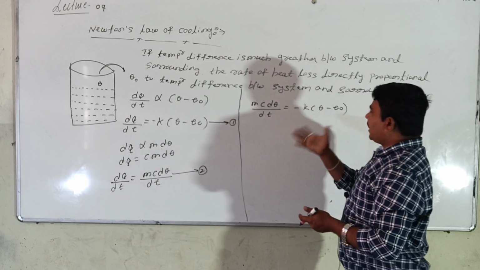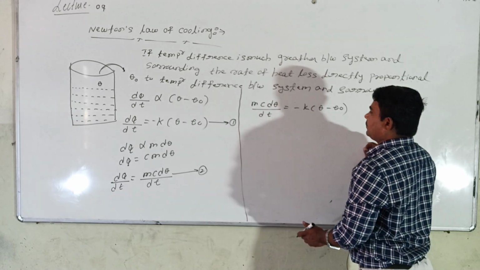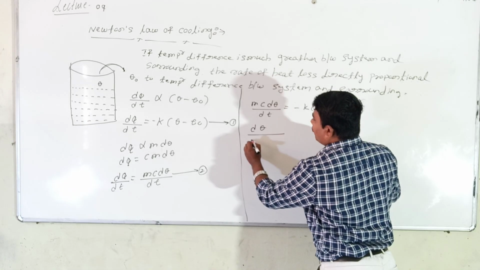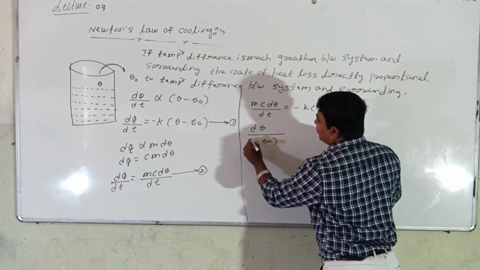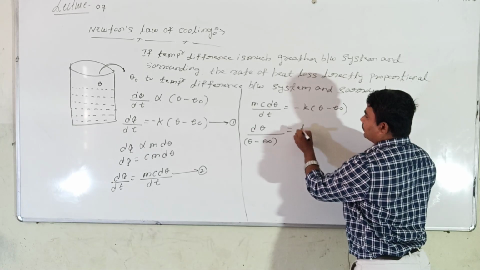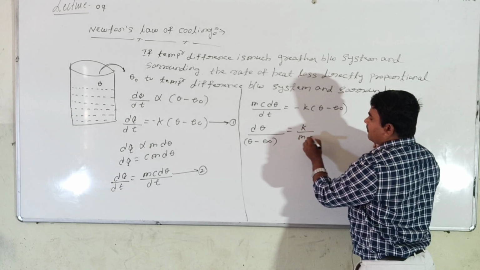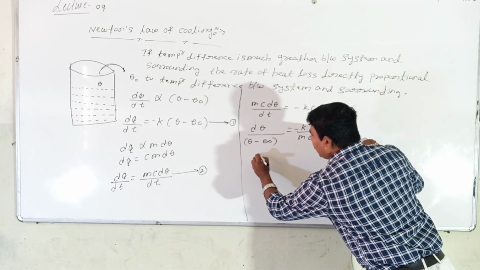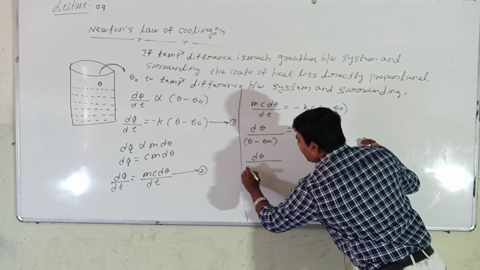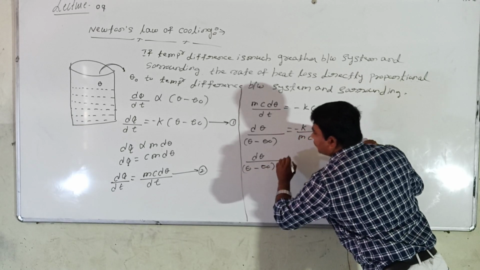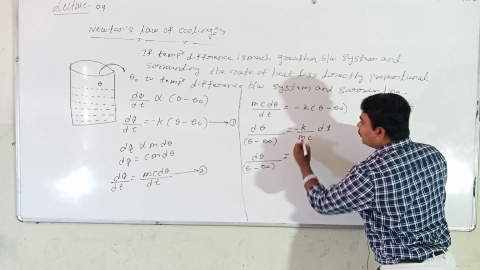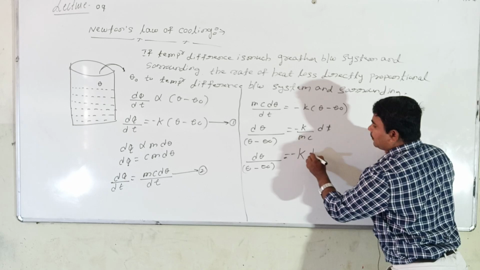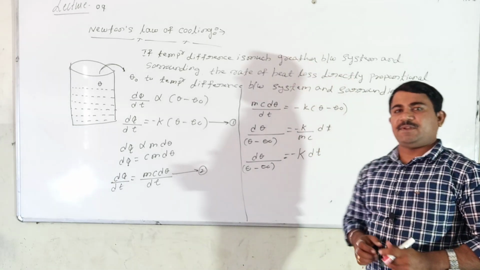Now again from this equation, I can write d theta divided by theta minus theta naught equals K divided by m into C into dt. Or I can write d theta divided by theta minus theta naught equals this small k, now taking the constant as capital K, into dt.